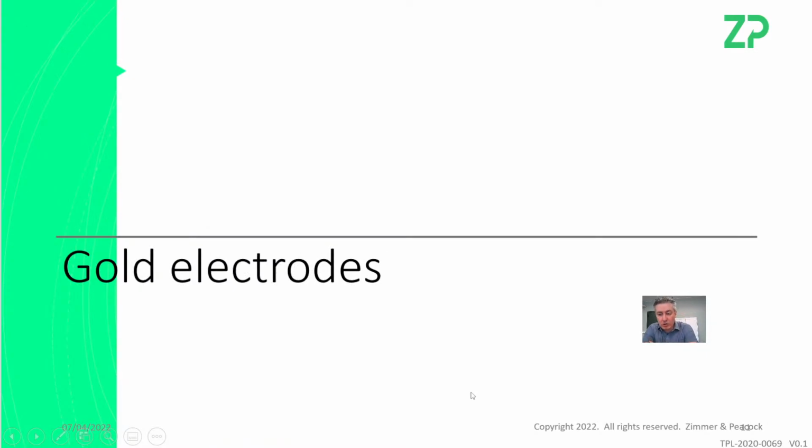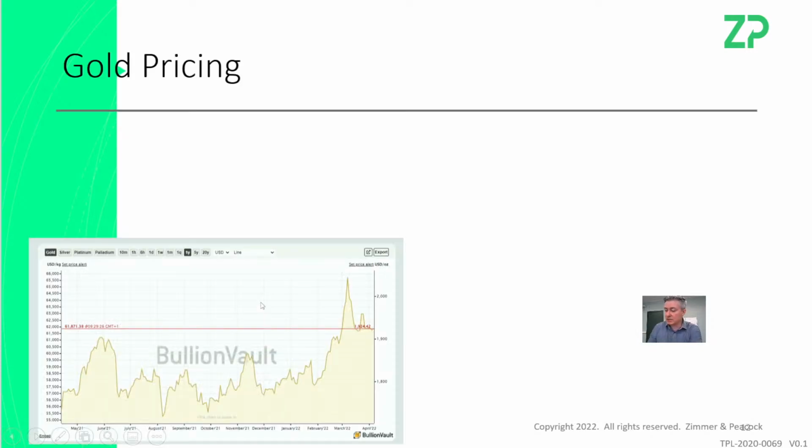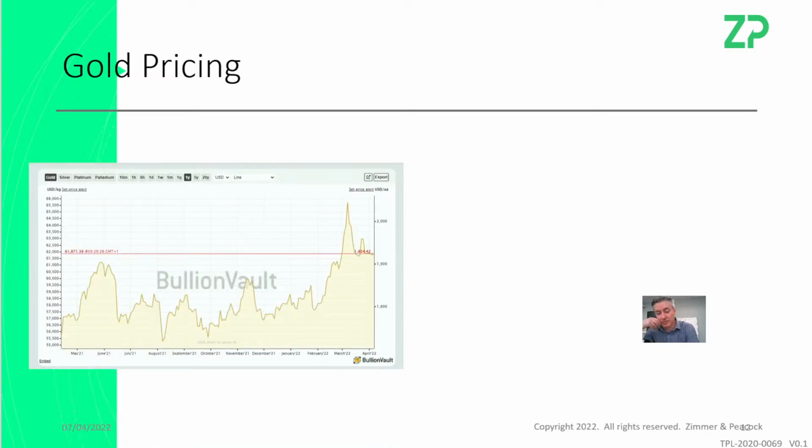We do have a lot of inquiries about gold electrodes. I've in the past said, oh yeah, I don't care if it's gold, platinum, or carbon. It's just the gold price is rocketing, it's too strong. At the moment, gold is about 62,000 US dollars per kilogram. So that's really making gold inks get pretty expensive.